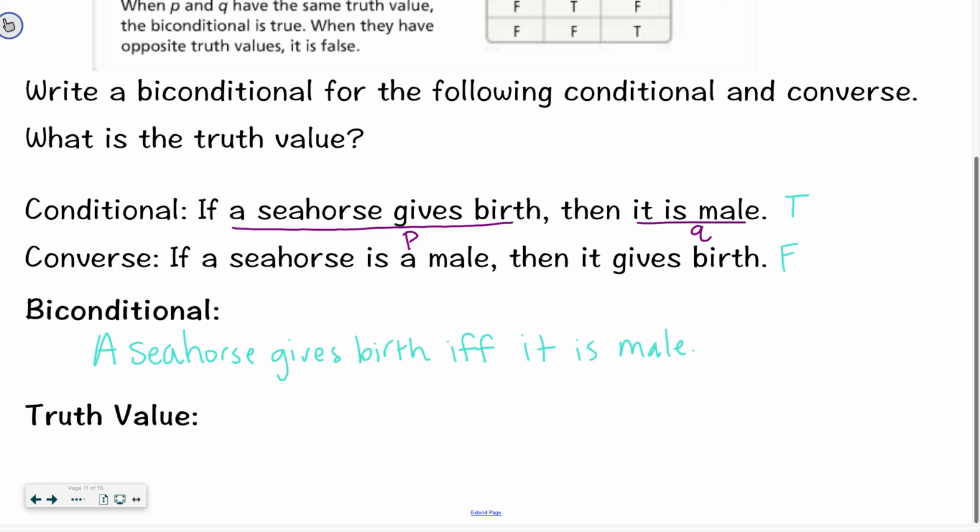Okay? Now, let's talk about the truth value of the biconditional. In order for a biconditional to be true, the truth values of the conditional and converse have to match. So you need either two truths or two falses. Here we have one of each. That means our truth value is false.